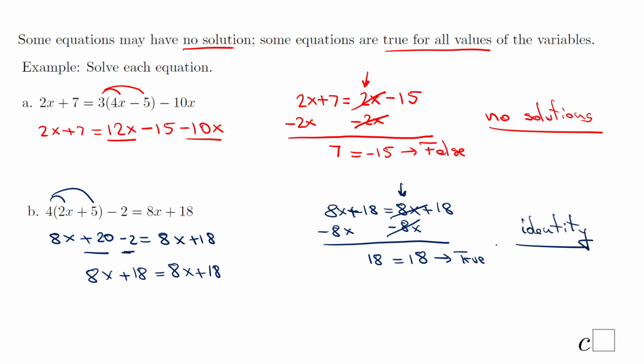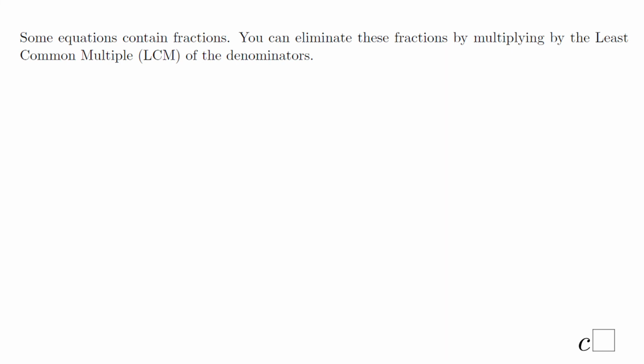An identity, whatever you have on the left side is the same thing with what you have on the right side. And then you see that in this statement we have here. My next part of the lesson will be to see equation that contains fraction, like this one. And in this one, you want to use what is called the least common multiple.